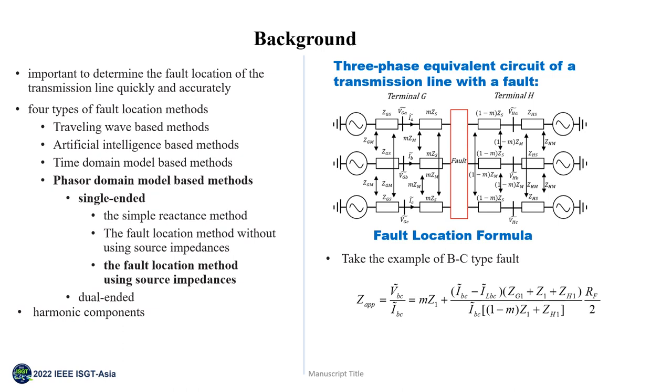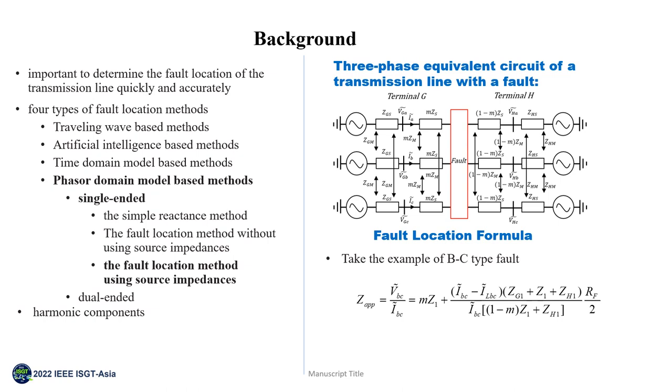The figure shows an example three-phase transmission line with fault. The transmission line is modeled using simplified impedance. Single-ended phasor domain fault location of a three-phase transmission line adopts voltage and current measurements at the local terminal only. According to the IEEE C37.114 standard, with the fundamental frequency phasor representations, the apparent impedance can be expressed as a function of ZG1, ZH1, Z1, RF, and the current measurements before and during the fault.